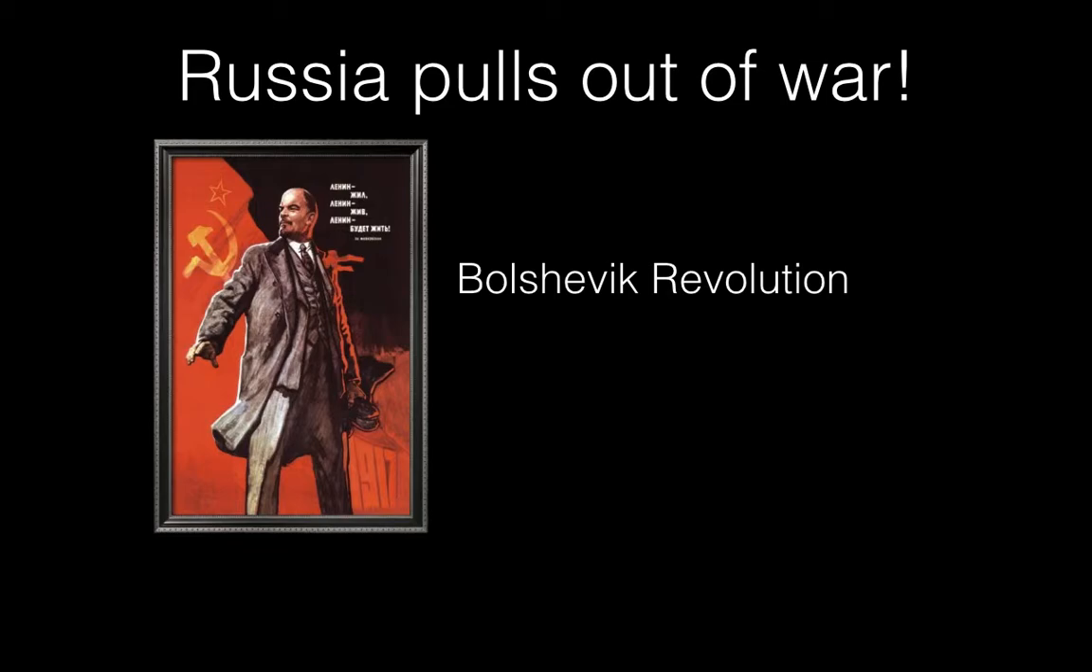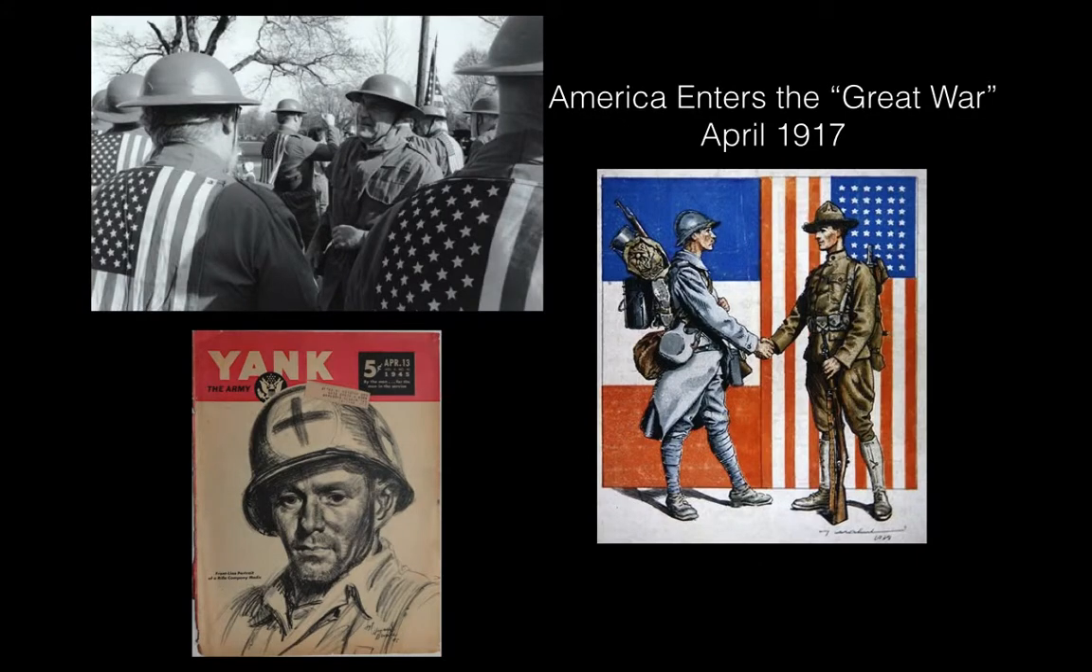Lenin begins to take power and ousts all the opposition within Russia. So they don't want to fight two wars. So they pull out of the war. So now the powers are unbalanced. And so what's going to happen is that America will enter the Great War in April of 1917.